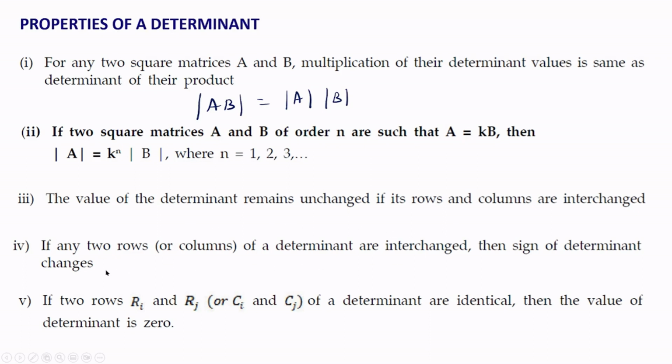The next property is if any two rows or any two columns of the determinant are interchanged, then the sign of the determinant will change. Next property is if any two rows or any two columns of a determinant are identical, then the value of the determinant is 0.